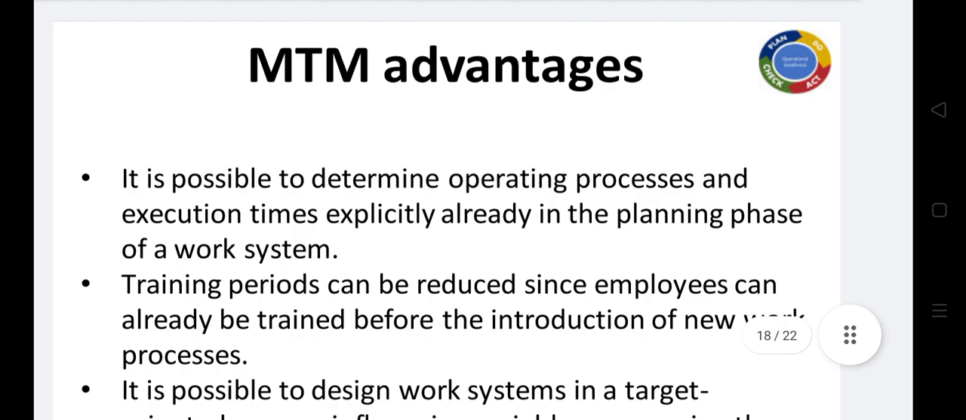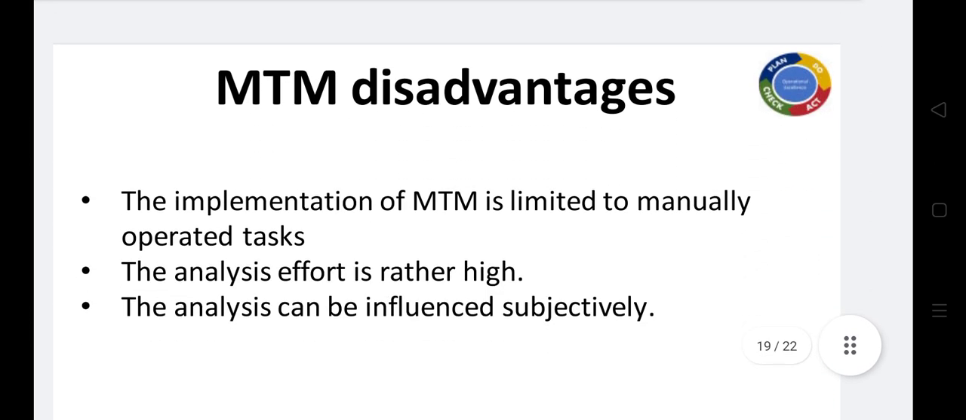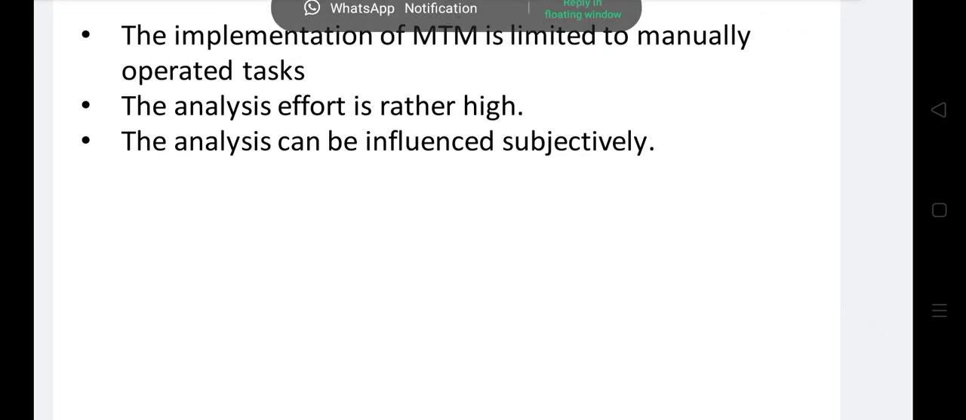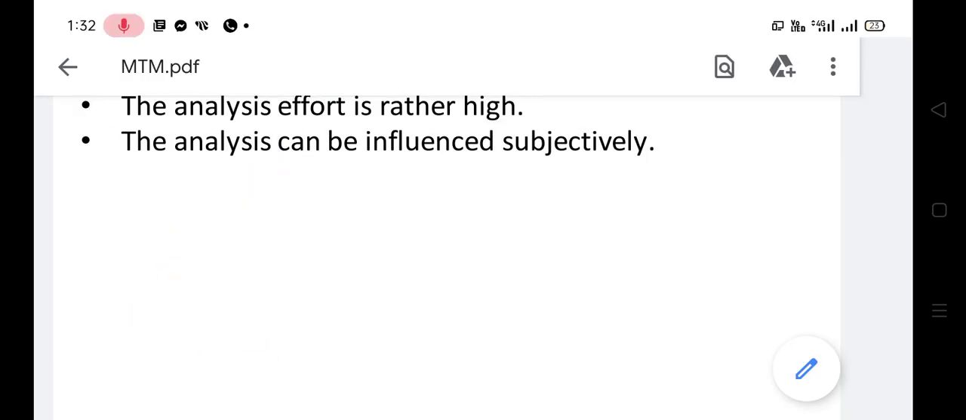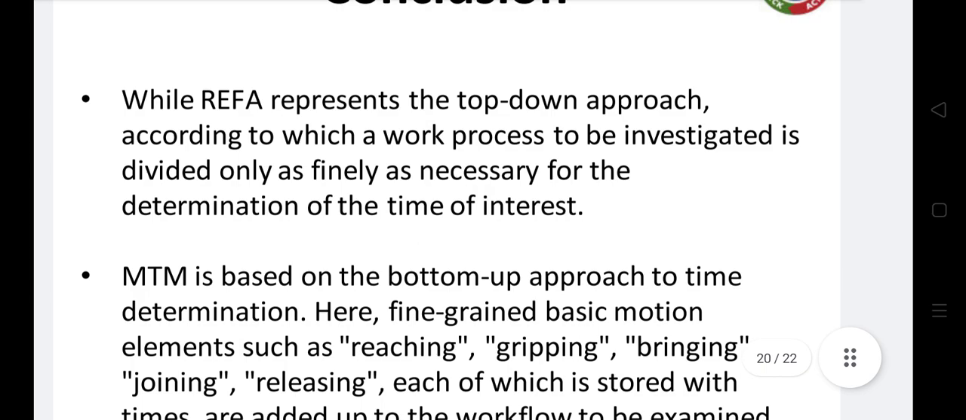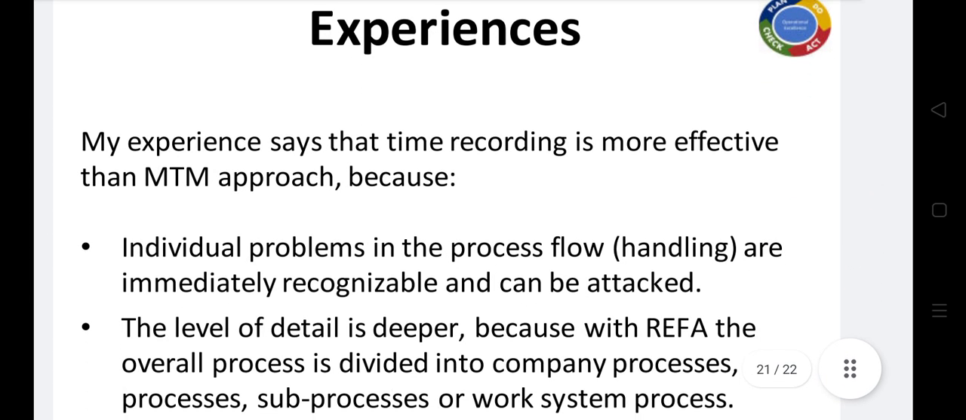MTM advantage. MTM disadvantage. The implementation of MTM. Conclusion. Experience.